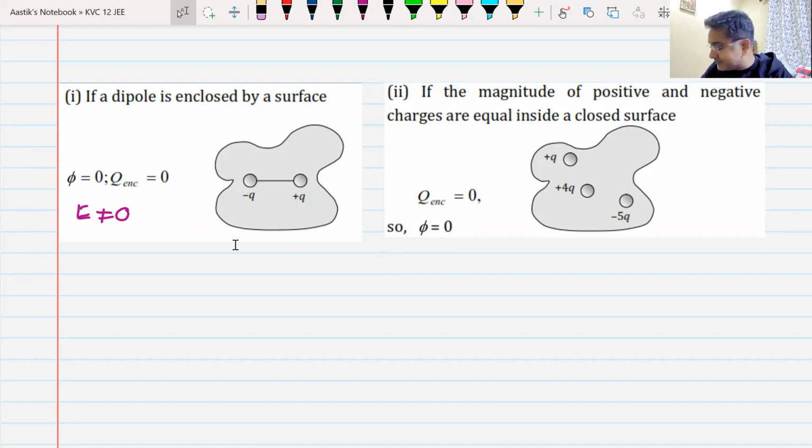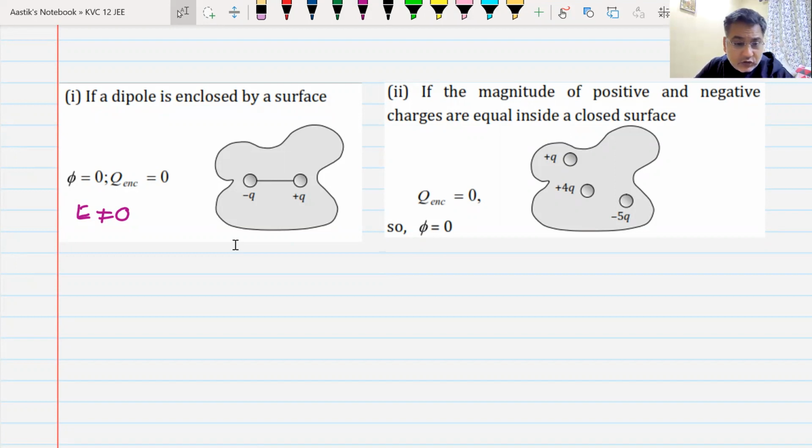Do we understand this? Yes, sir. So basically, if the flux through any closed surface is coming as 0, that means there is no net charge inside. Do we understand this? Yes or no? Yes, sir.